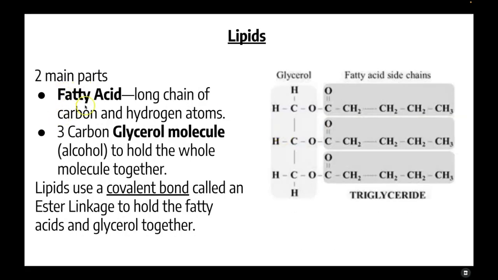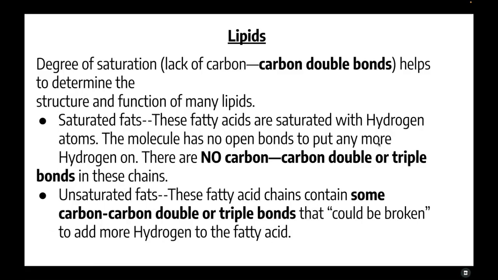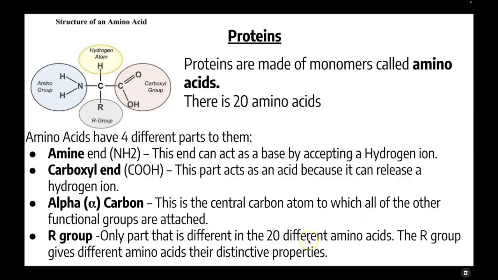All right, lipids, there's two main parts, fatty acids and a glycerol molecule. And so lipids use a covalent bond called an ester linkage to hold the fatty acids and glycerol together. All right, so there's a very, very strong bond holding this together. So remember that whether or not there's carbon double bonds will determine whether it's a saturated or unsaturated fat. Saturated fats have no carbon-carbon double bond, so these are going to be solid at room temperature, and unsaturated fats do have that carbon-carbon double or triple bond that could be broken to add more hydrogen to the fatty acid. So these are going to be oils at room temperature.